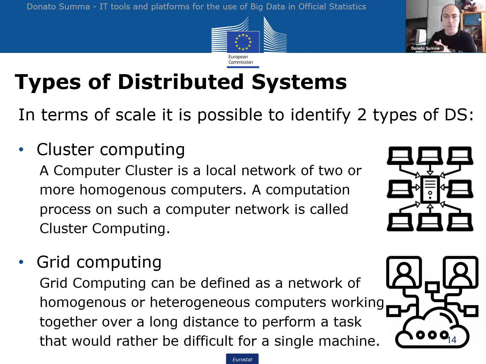So basically, the differences are that in one case, we are usually talking about a local network. In the second case, we are talking about long distances. In the first case, we are usually talking about homogeneous computers. In the second case, the nodes of the network can be homogeneous or heterogeneous. These are the main differences between a cluster and a grid.